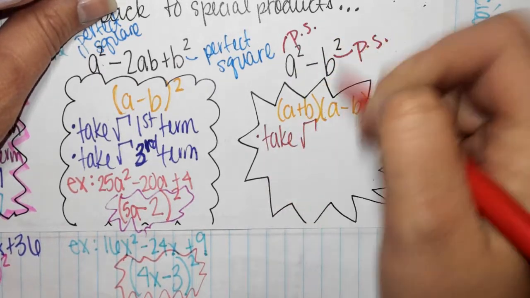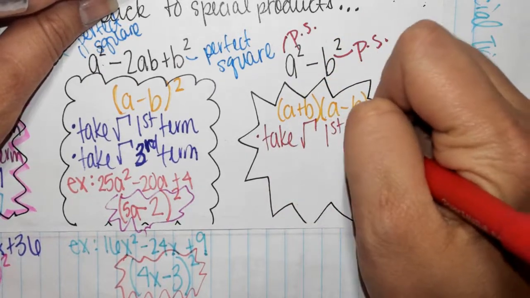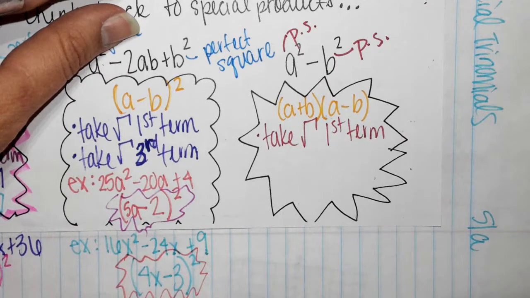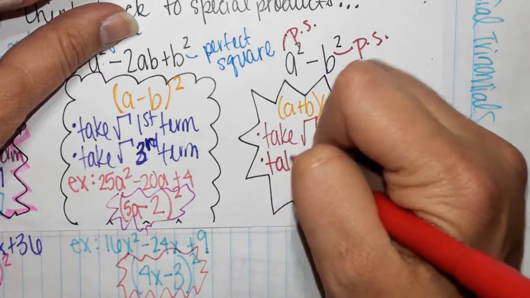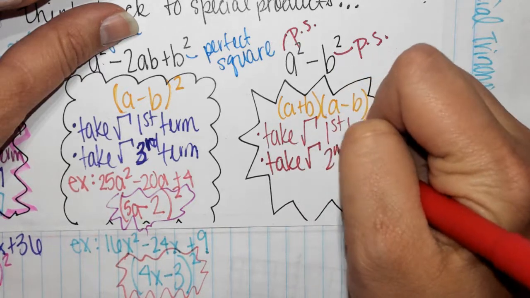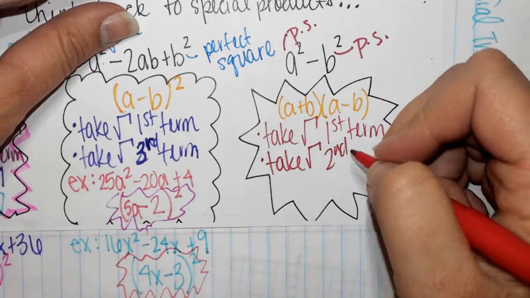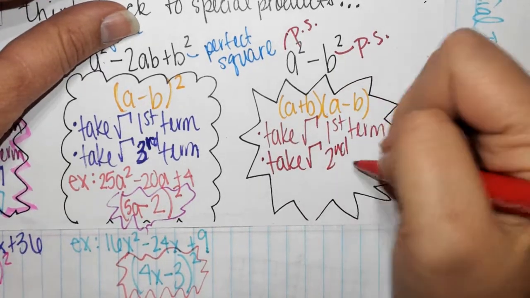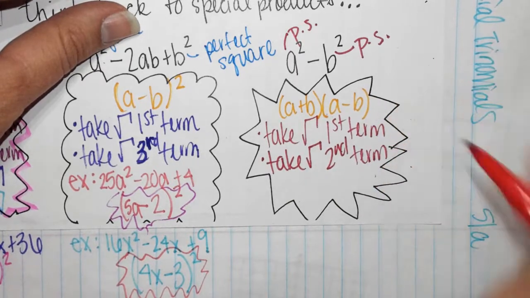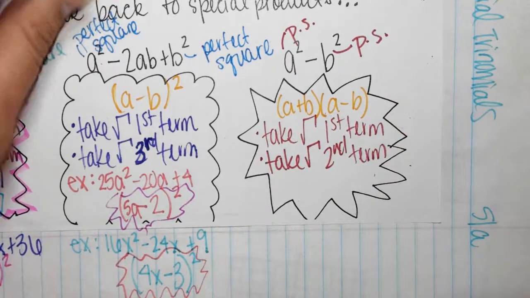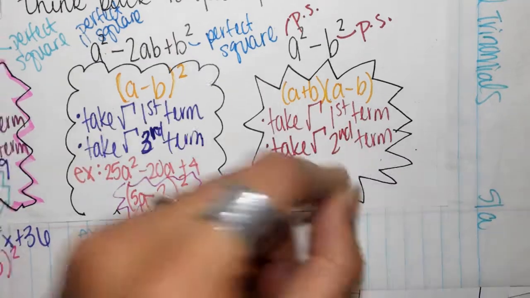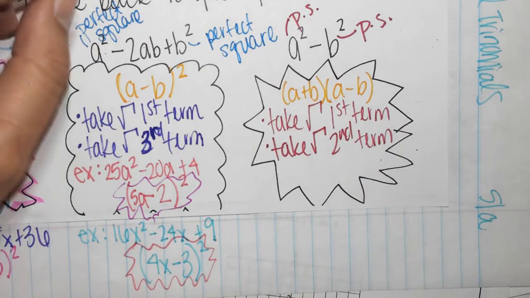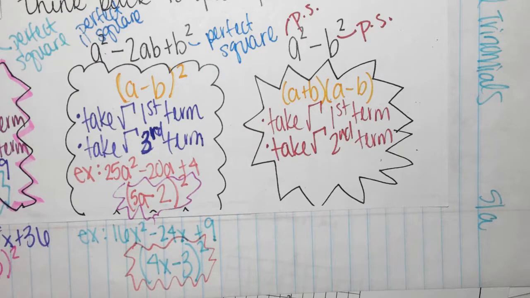So what you do is you take the square root of the first term. Then you take the square root of the second term, then you put it in your parentheses. That's it. That's all you do.